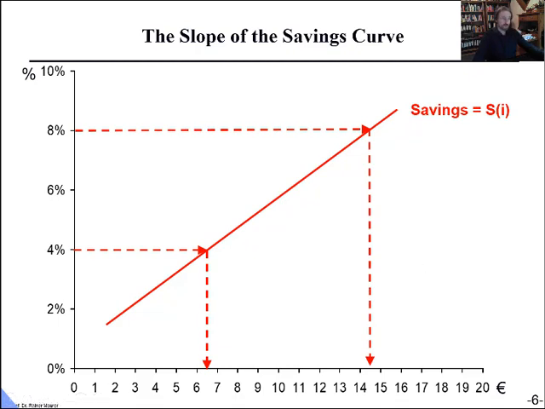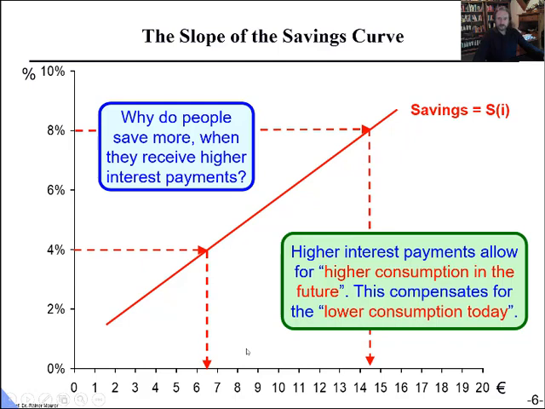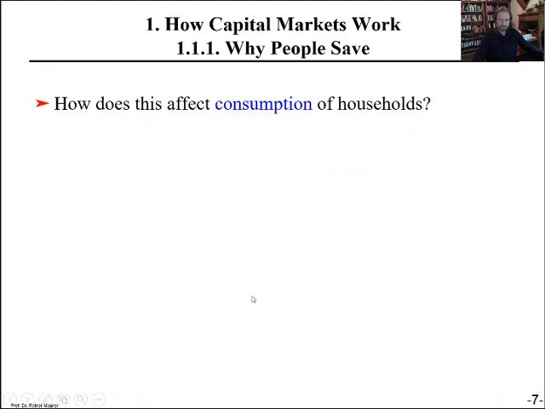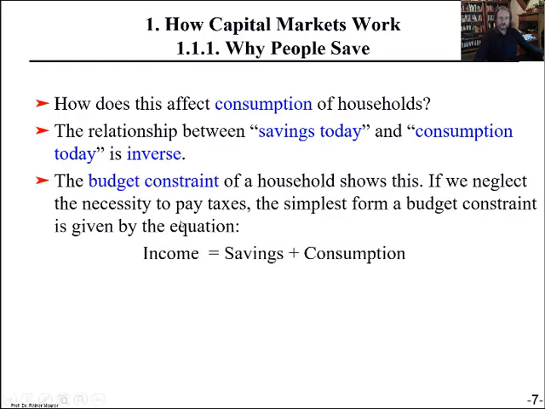Why do people save more when they receive higher interest payments? The standard microeconomic answer is higher interest payments allow for higher consumption in the future. This compensates for the lower consumption today. How does this affect consumption of households? The relationship between savings today and consumption today is inverse. The budget constraint of a household shows this.